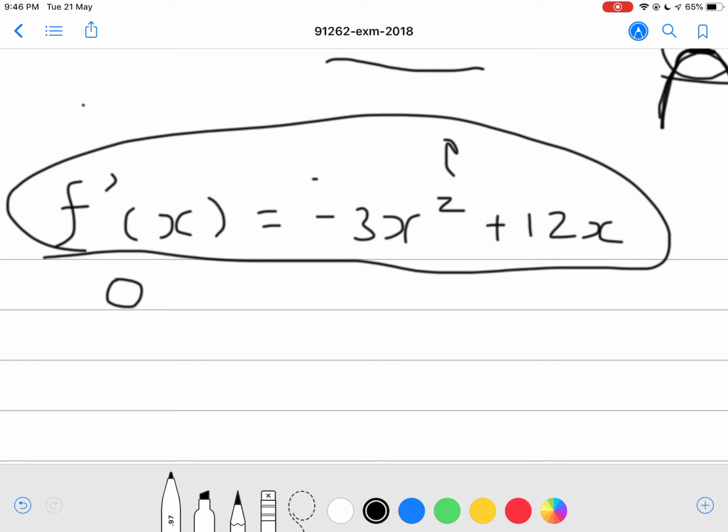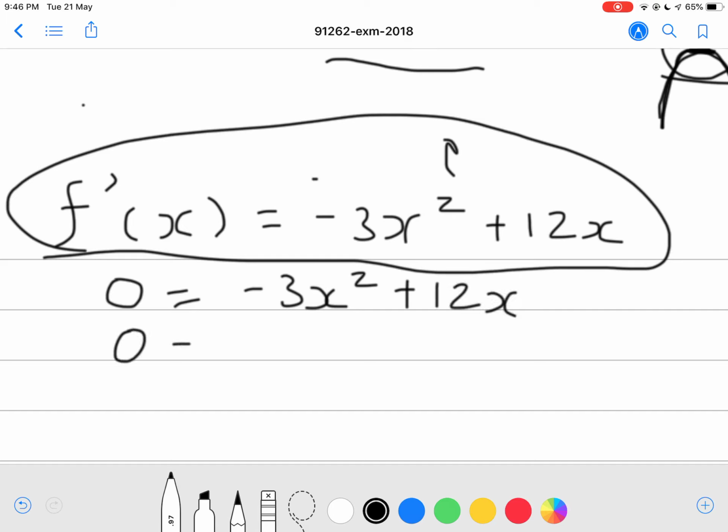We substitute the gradient equals 0 to find the x values where the turning points are. So putting f dash of x, putting the gradient at 0, to find when the gradient is 0. So there are going to be two solutions here. So 0 equals negative 3x squared plus 12x.